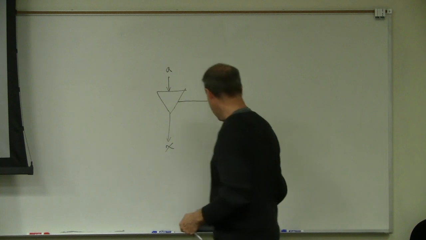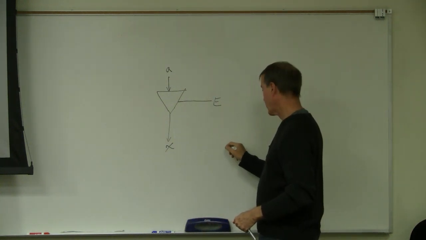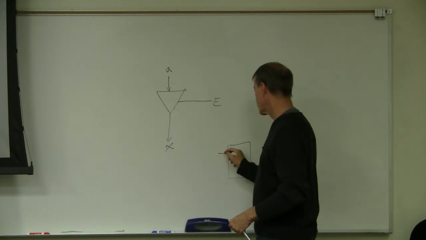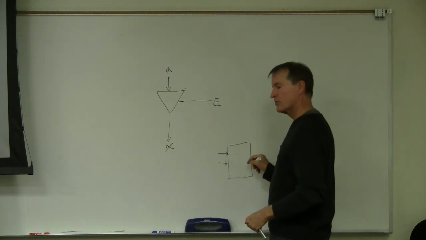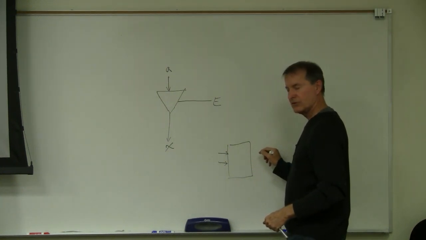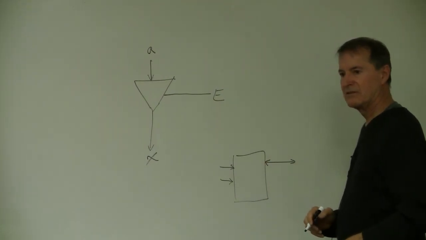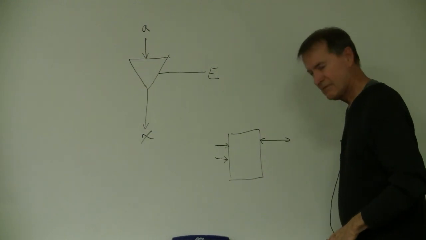If we have a unidirectional connection, it looks like this. But how will we denote a bidirectional connection? We'll denote it like this. Are we good?